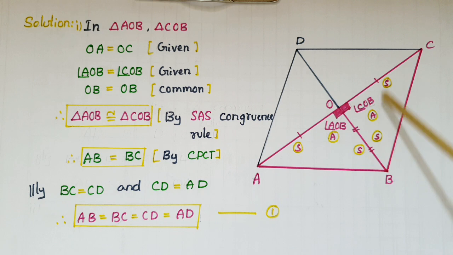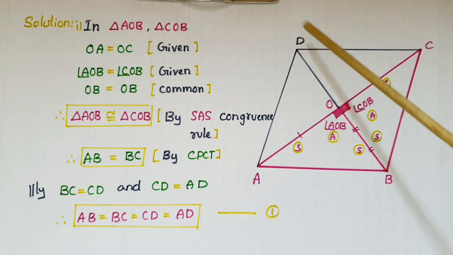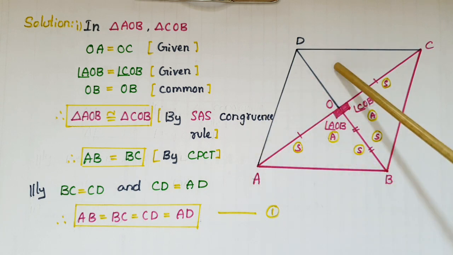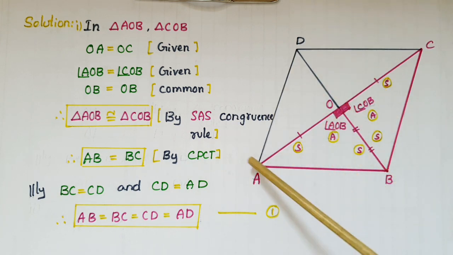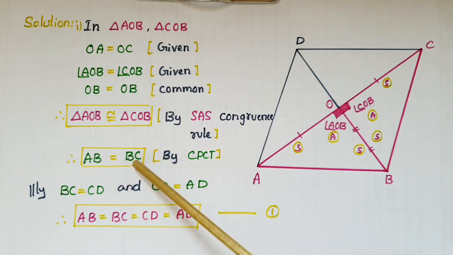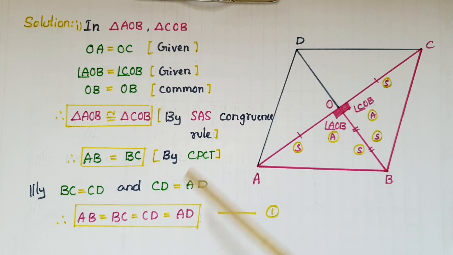Similarly, if you take these two triangles, we can equate these two sides. BC is equal to CD. And if you take these two triangles, we can prove that CD is equal to AD. So AB is equal to BC, BC is equal to CD, and CD is equal to AD. So we can say that AB is equal to BC is equal to CD is equal to AD. So all the sides of this quadrilateral are equal.